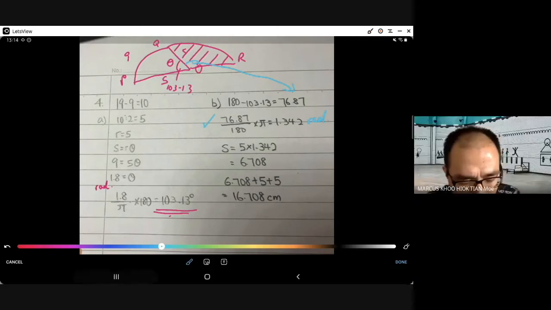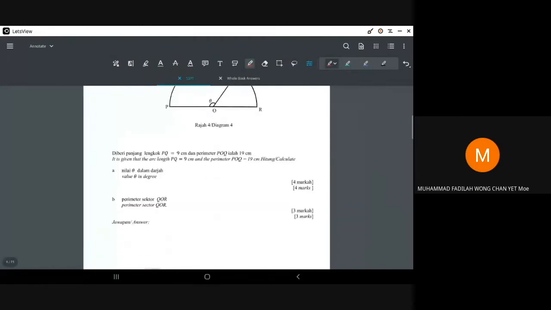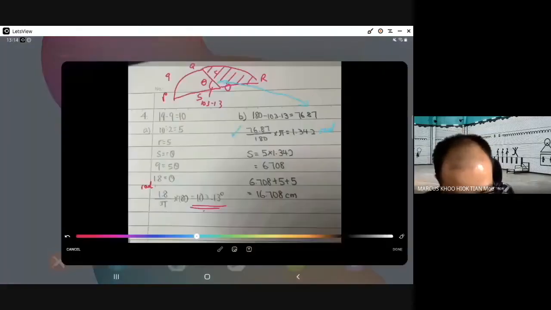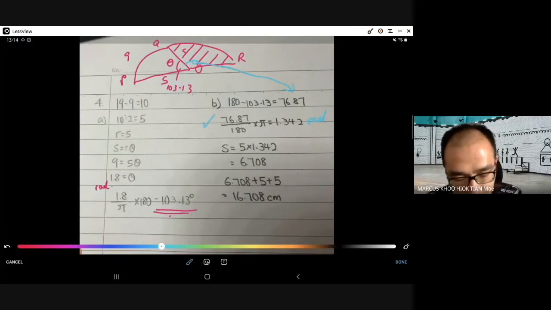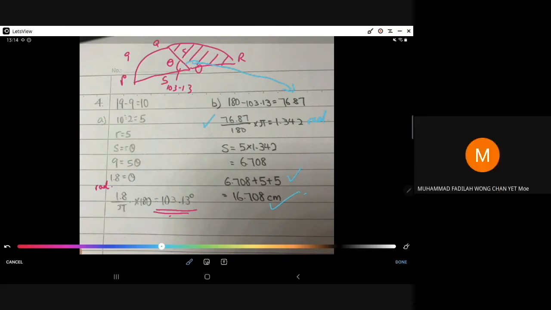What is the question asking for again? Perimeter of sector QOR. Okay. So you add the 5 and 5 in order to get the final answer. Okay, I think that's fair. That's good enough. Thank you, sir. Right, thank you for the explanation.